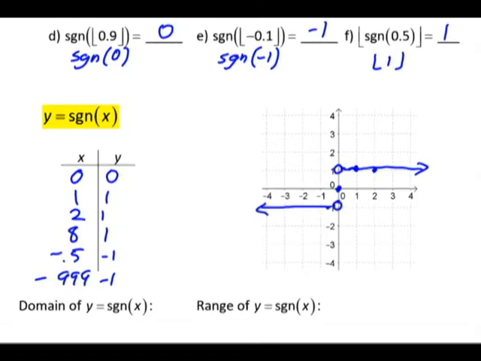Our domain, of course, is all real numbers, because every real number is either positive, negative, or 0. The range is more interesting. There are only 3 possible values. We indicate this with formal set notation.